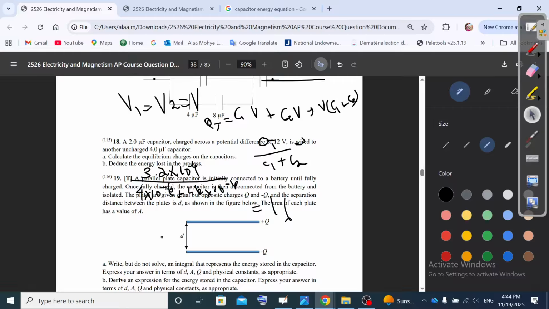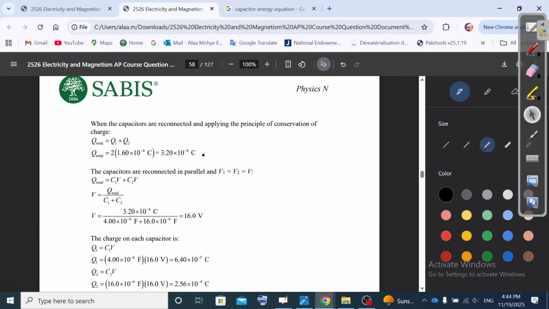Then with the simple Q equals CV, Q1 equals C1V, and this V is the V in parallel. So for your C1 you just do the 4 times 10 to the minus 6, which is given, times the 16 for Q1, and then the 16 times 10 to the minus 6 times 16 for the second one. You get the answer. That's it.